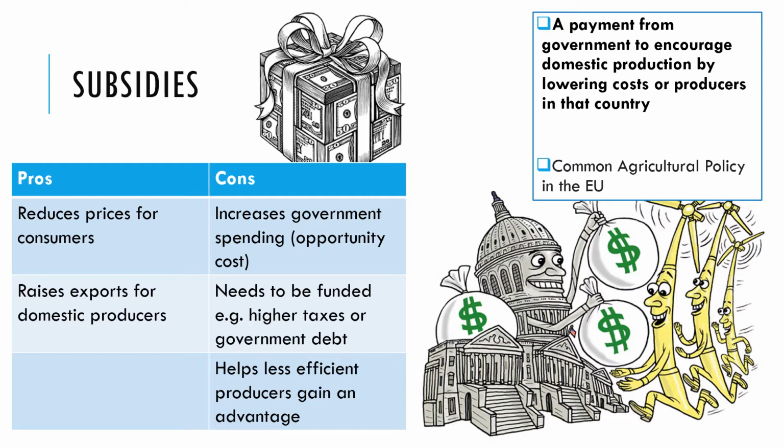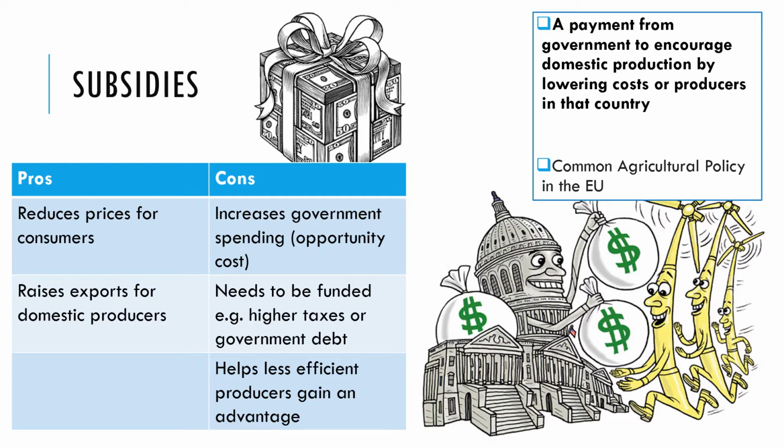Not only does it protect them from imports within their own market, it might enable them to also export around the world. Some negatives, some cons of subsidies. Well, it increases government spending, and that carries an opportunity cost. What might be the next best alternative for that government spending? It needs to be funded, so the subsidy has to come either through higher taxes or through increased government debt. And again, it helps protect less efficient producers.